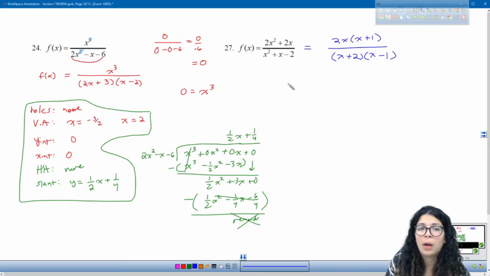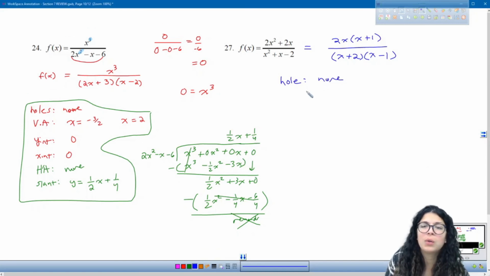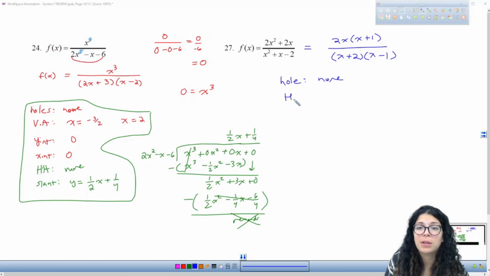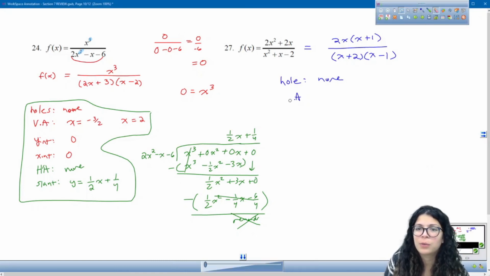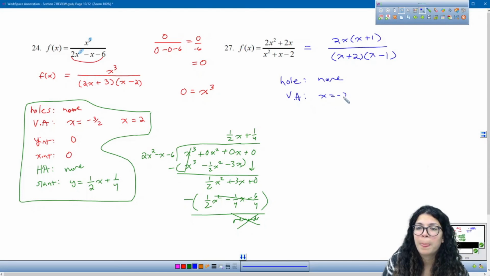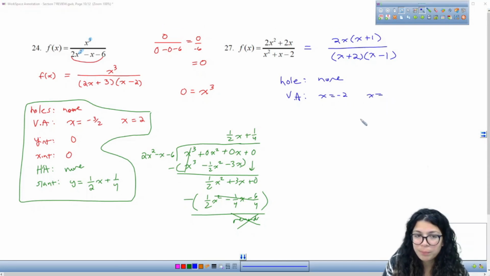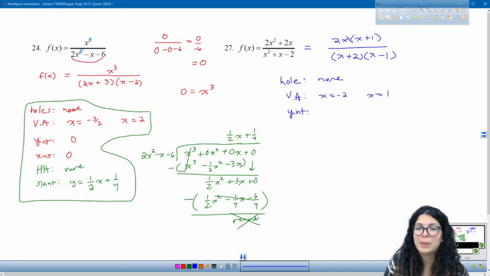So there are no canceling out points of discontinuity, right? Undefined values. So there are no holes. There are 2 points of discontinuity that are remaining, not holes. So the vertical asymptotes are going to be 2 lines, the line x equals negative 2 and the line x equals 1.